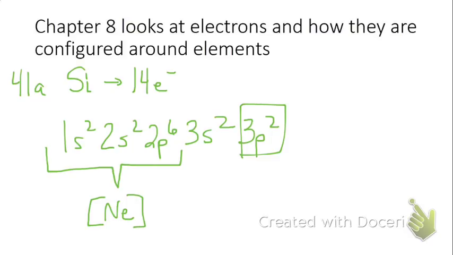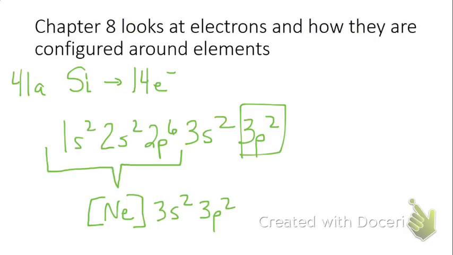So in this case, it's neon. So neon is 1s2, 2s2, 2p6. So we can just summarize that section into neon, but we then have to add 3s2, 3p2. And when we start talking at the end of this chapter, or in a couple slides, about valence electrons and why valence electrons are important, this is the reason why.